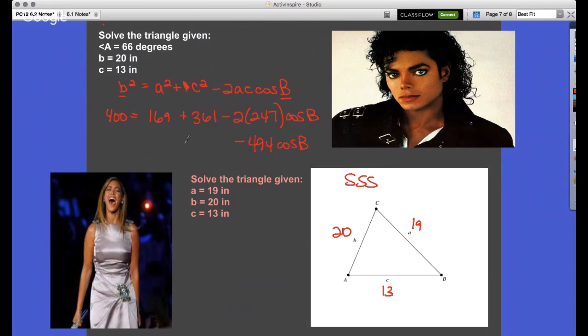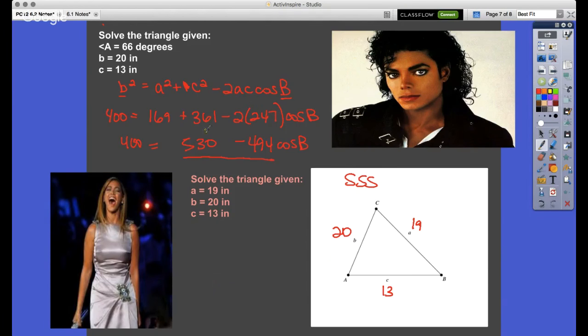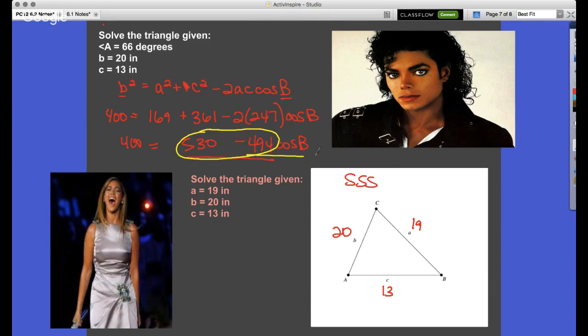Over here on this side, I should get 530, and 400 equals that. Please do not subtract that, okay? Because 494 is with cosine of B, I cannot subtract it. So please be careful. What we can do is get rid of the 530 by subtracting it. When I do that, I get negative 130 equals negative 494 cosine of B.